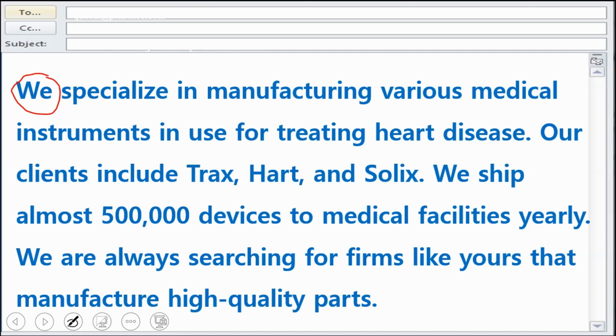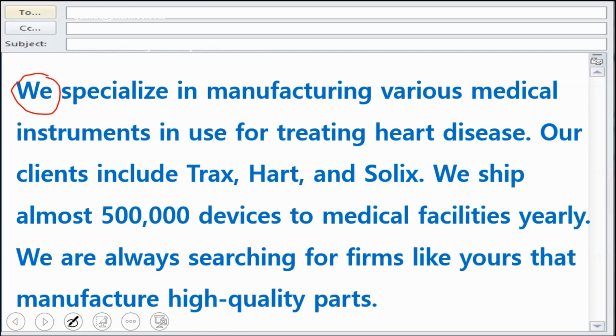Our clients include Trax, Heart, and Solix. We ship almost 500,000 devices to medical facilities yearly. We are always searching for firms like yours. Try to include this in your statement, to show, look, this is why we're contacting you. This is why we're interested in setting up a partnership with you. We are always searching for firms like yours that manufacture high quality parts. So that's a very good introductory passage, telling them a little bit about your company, yourself perhaps, and also why it would be beneficial to them to accept your proposal.